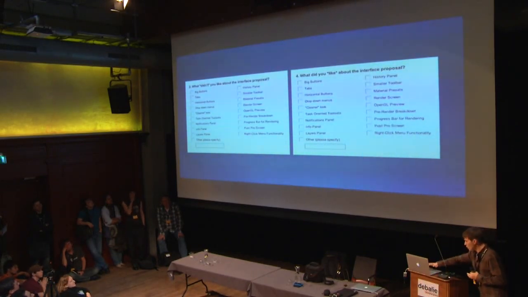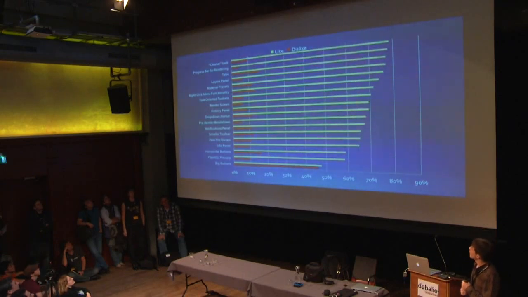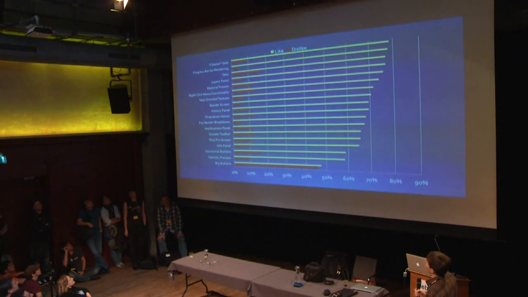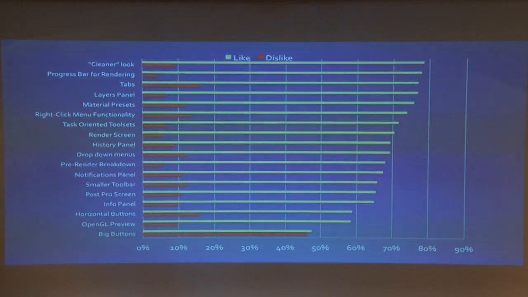And these were the results of that. So starting from the top, the most liked, and then down to the bottom with the least liked. So you've got the top, cleaner look, tabs, layer panels, typical stuff. And then of course, a cliff down to the big buttons, which of course makes sense. Everybody likes those huge, gigantic buttons. And I knew that when I made it, but I did it anyway.